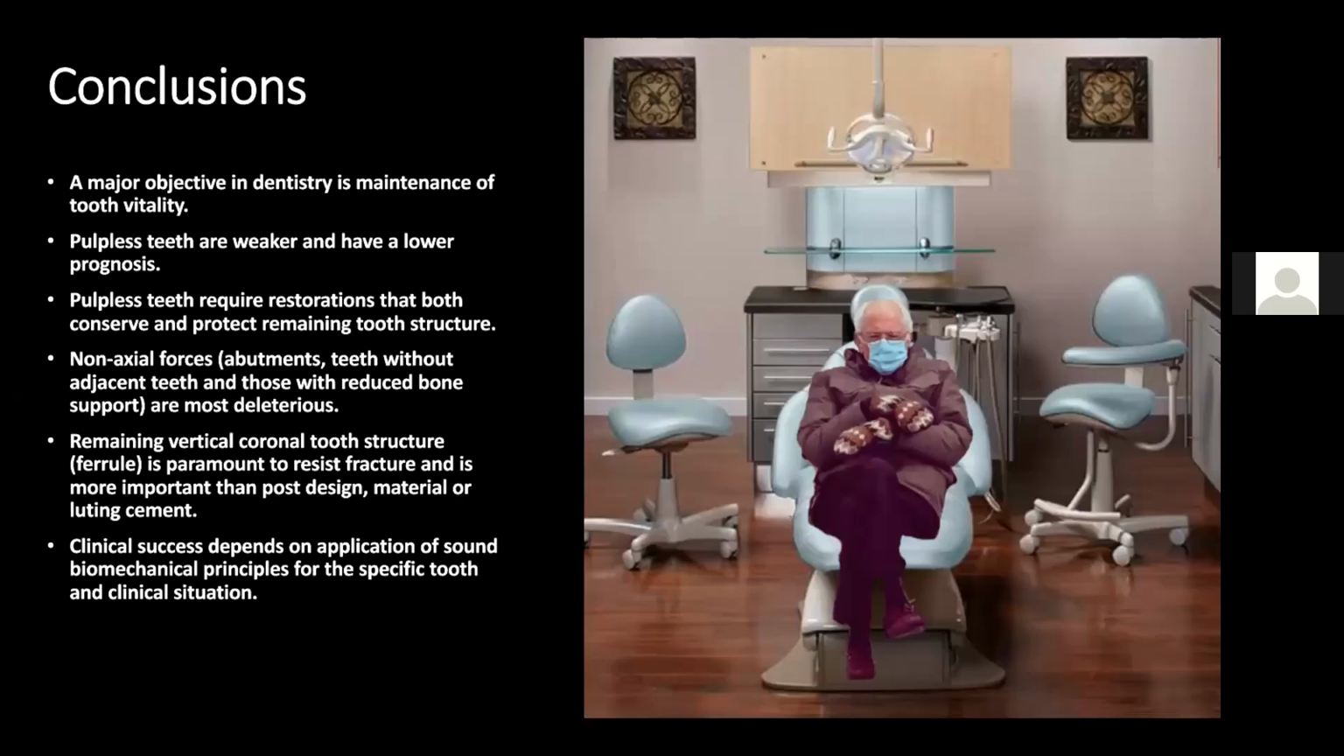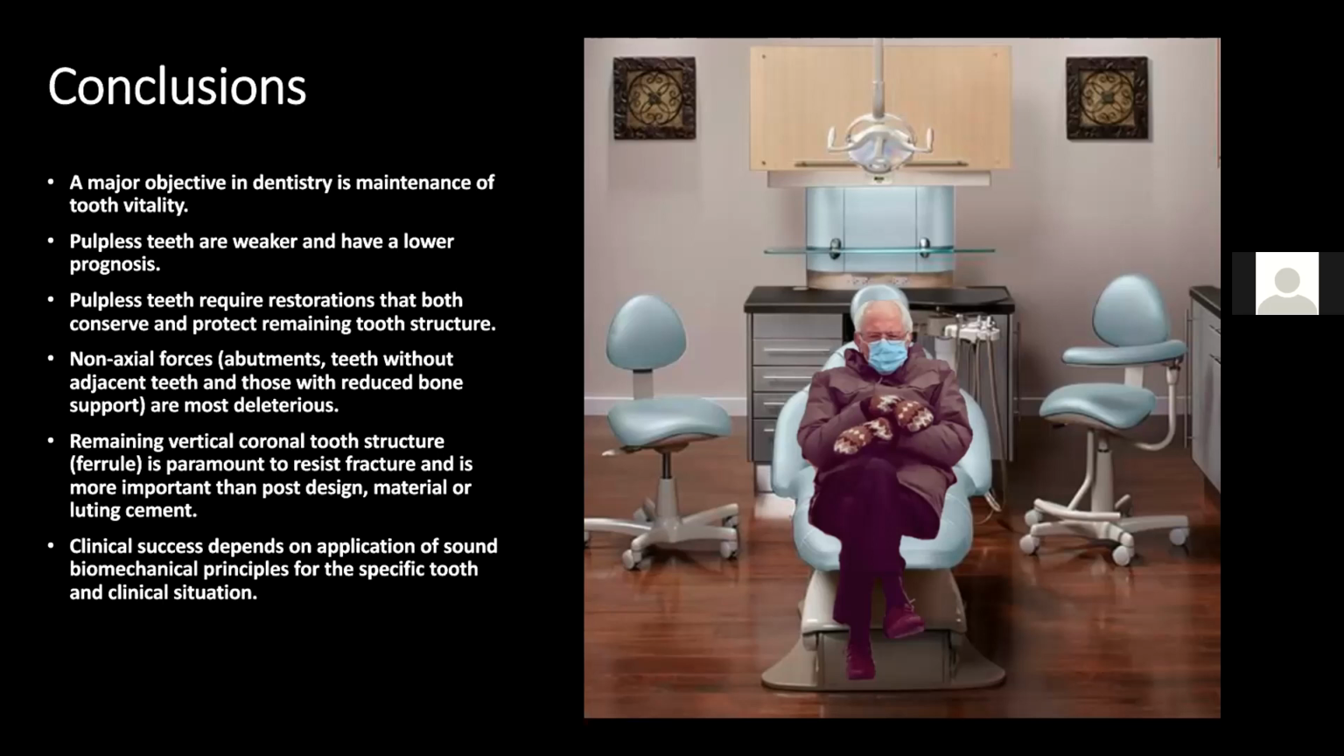Okay, finally, in conclusion, a major objective in dentistry is maintenance of tooth vitality. Pulpless teeth are weaker and have a lower prognosis. Pulpless teeth require restoration that both conserve and protect remaining tooth structure. Non-axial forces, abutments, teeth without adjacent teeth, and those with reduced bone support are most deleterious.